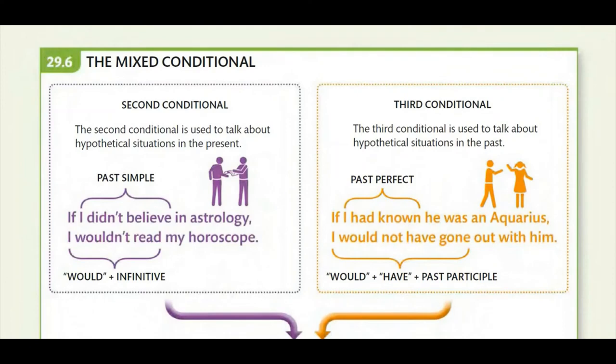So these are the mixed conditionals. Second conditional. The second conditional is used to talk about hypothetical situations in the present. If I didn't believe in astrology, I wouldn't read my horoscope. The third conditional is used to talk about hypothetical situations in the past. So we use past perfect and would have plus past participle. If I had known he was an Aquarius, I wouldn't have gone out with him.